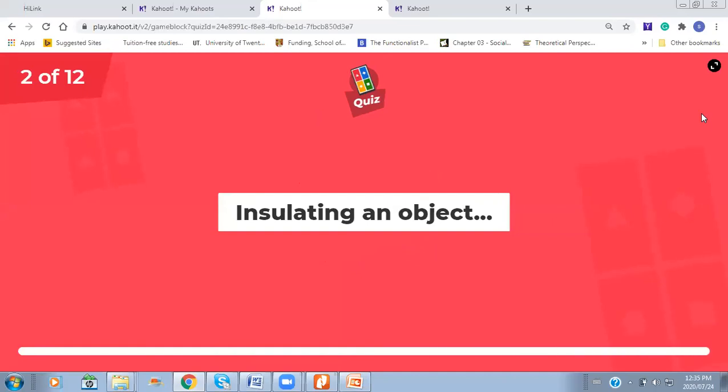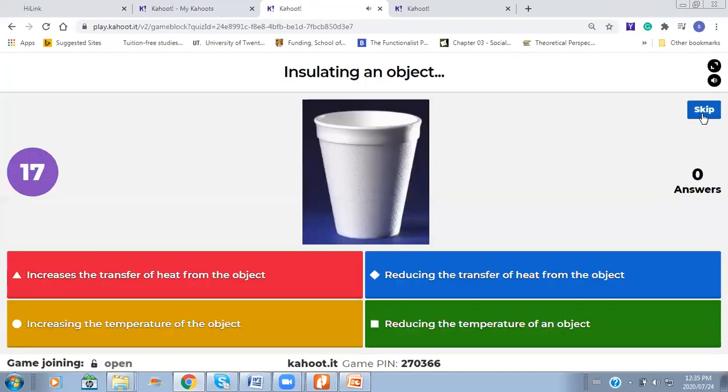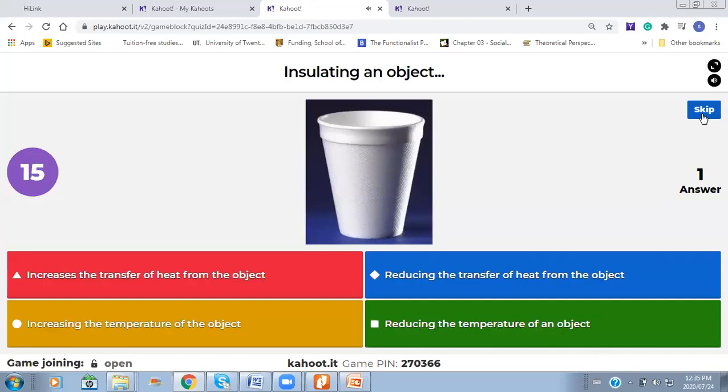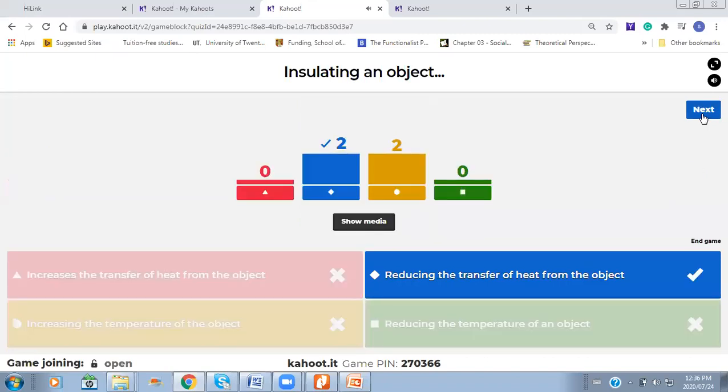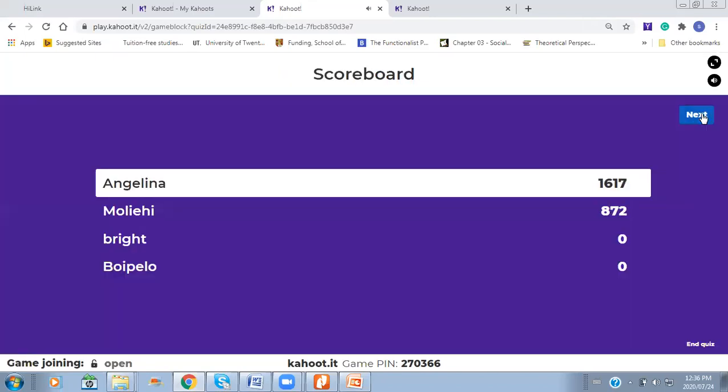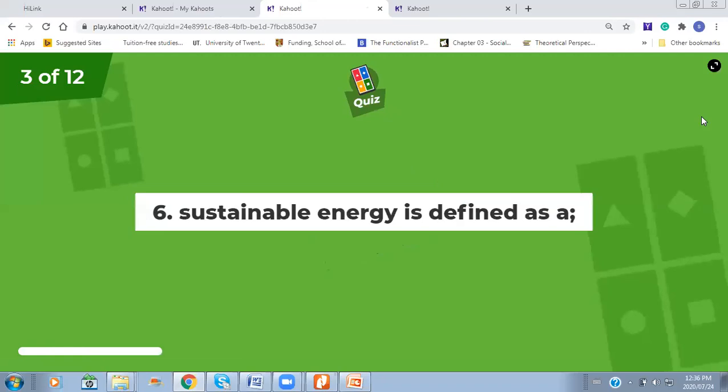An insulating object increases the transfer of heat from the object, reduces the transfer of heat from the object, increases the temperature of the object, or reduces the temperature of an object. What is the answer? An insulating object. Fantastic. Two people got it right. Let's see. Yes, it's Angelina and Molehi. And Angelina was the first person to do it first. When you do it first, you also have marks for that.